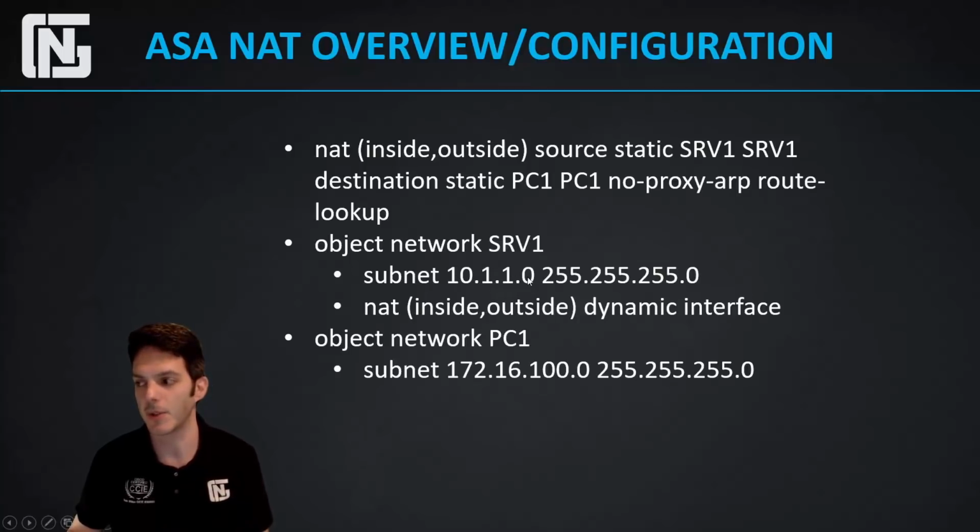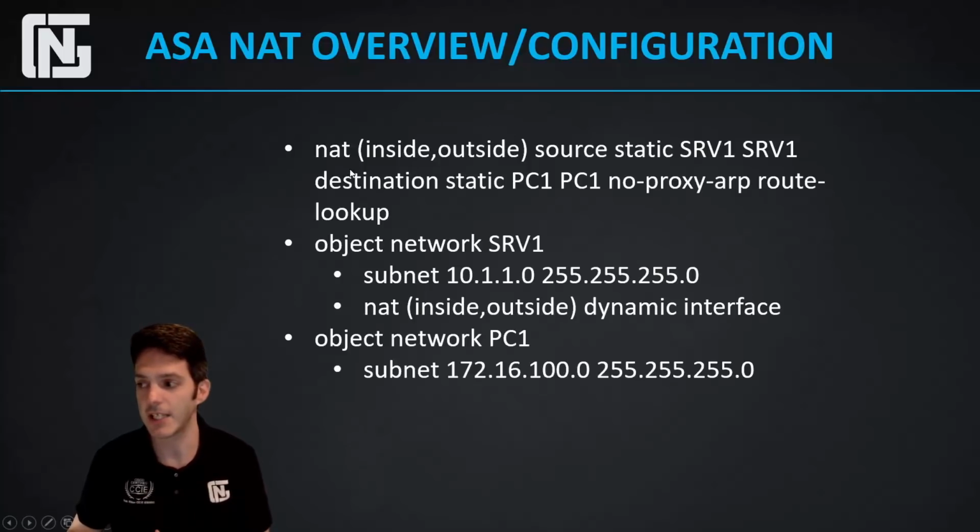Anything in the 10.1.1.0 subnet, go ahead and translate that from 10.1.1.0 to 10.1.1.0. And for PC1, translate that from 172.16.100.0 to 172.16.100.0. So you're doing what's referred to as twice NAT, because you're translating itself to itself. This is needed in order to send traffic over the VPN.